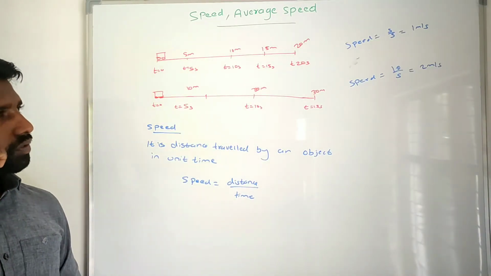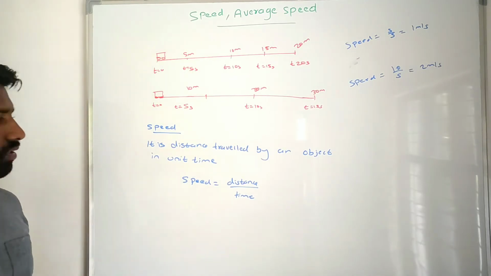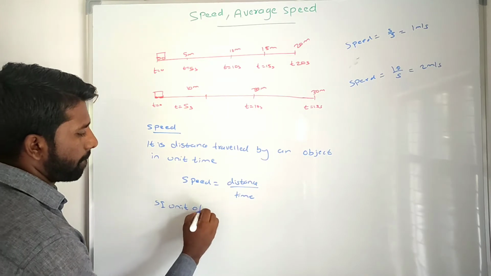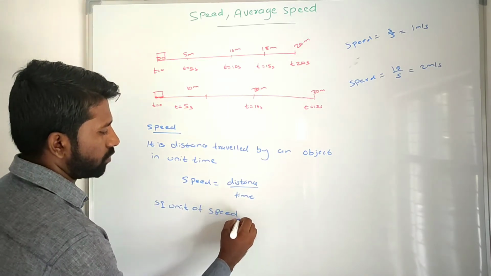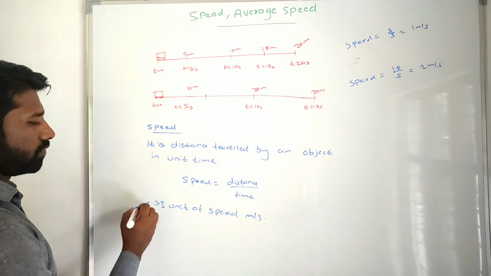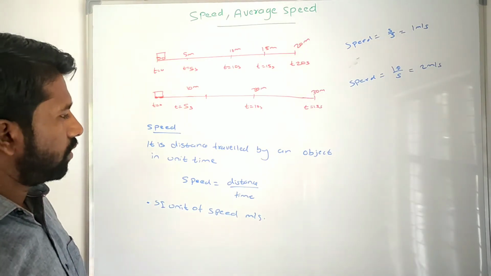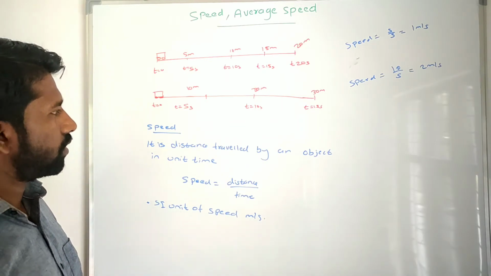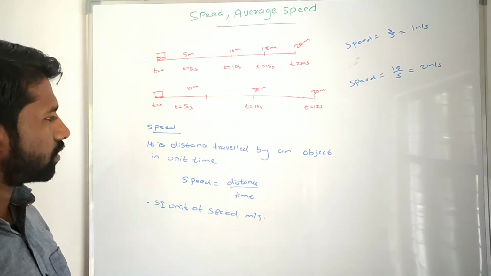Now we will see the SI unit of speed. The SI unit of speed is meter per second. That is the SI unit of speed. That's about speed.